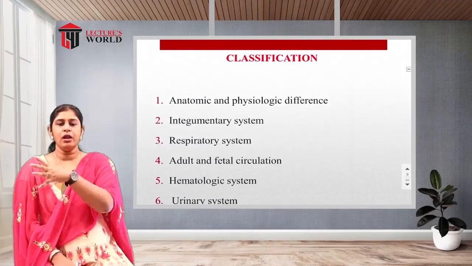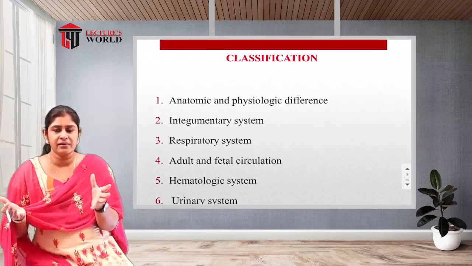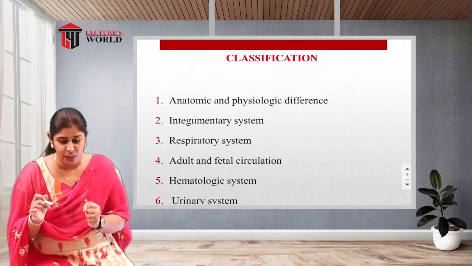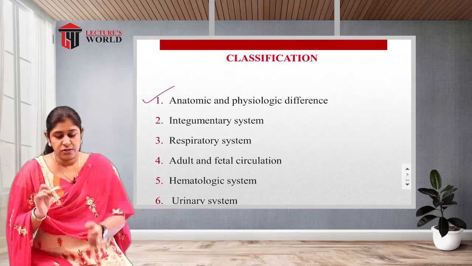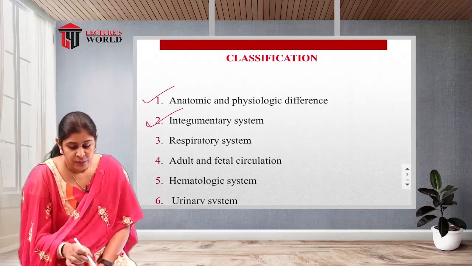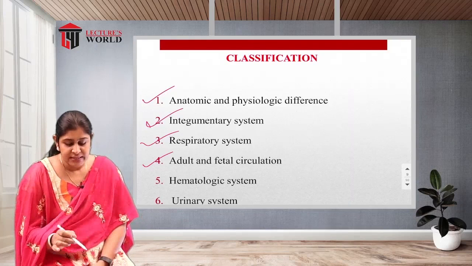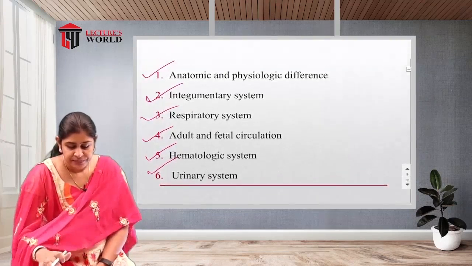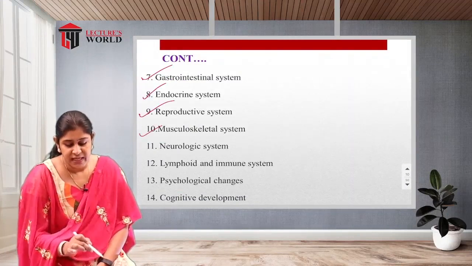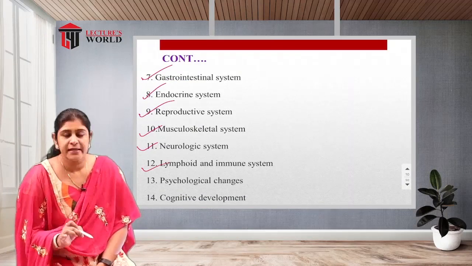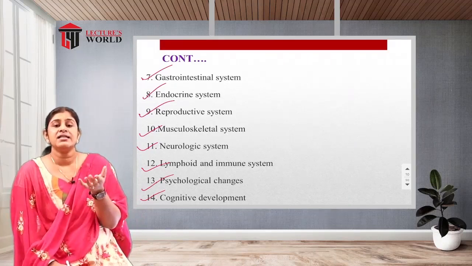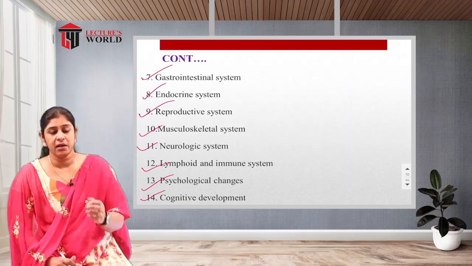Next, we have learnt the introduction about the child and the adult. Now, let's begin the differences between the child and adult. We should classify it according to the various systems. First is anatomic and physiologic difference. We are going to learn one by one: integumentary systems, respiratory systems, adult and fetal circulations, hematologic systems, urinary systems, then gastrointestinal systems, endocrine systems, reproductive system, musculoskeletal system, neurologic system, lymphoid and immune system, psychological changes and cognitive development. These are the classifications that we are going to see between an adult and a child.